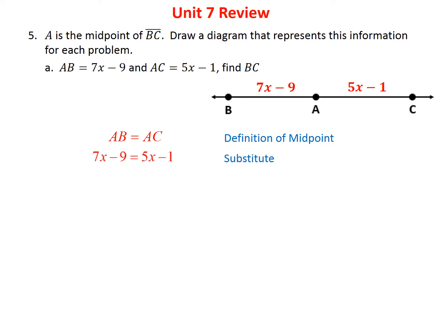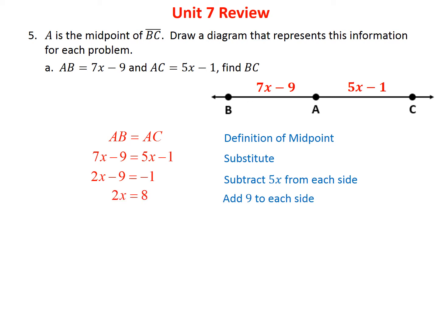So let's substitute in what we know, and now we just simply have an algebraic equation to solve. Let's move all the variables to the left side, so let's subtract 5x from each side. That gets all my variables on the left side. Now we have a two-step equation. So let's undo the subtract 9 by adding 9 to both sides.